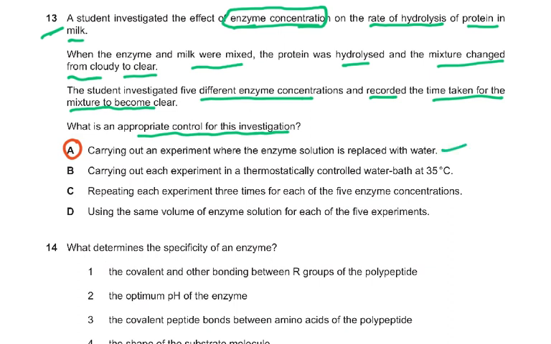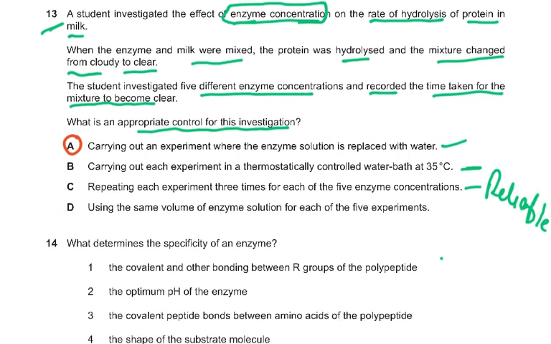But why were these wrong? Why was B wrong? Carrying out each experiment in a thermostatically controlled water bath at 35. This would be controlling the variables. Repeating each experiment 3 times, this is to make it more reliable, right? Using the same volume of enzyme solution for each of the 5 experiments. Yes, that is standardizing the variables. That is nothing to do with the control. That is to make sure that you have the same substrate and the same number of active sites and the same number of substrate molecules. So the volume and concentration is a standardization of the variable.